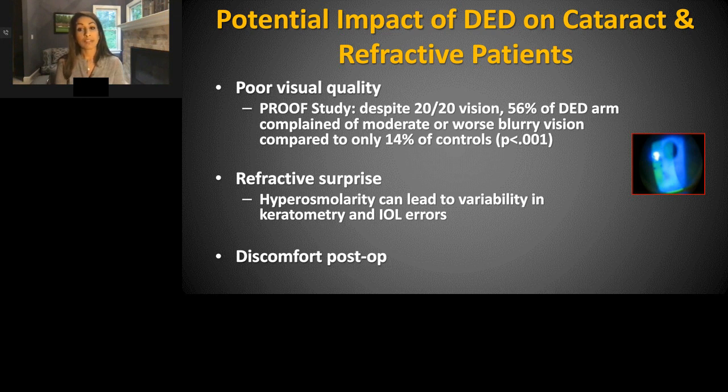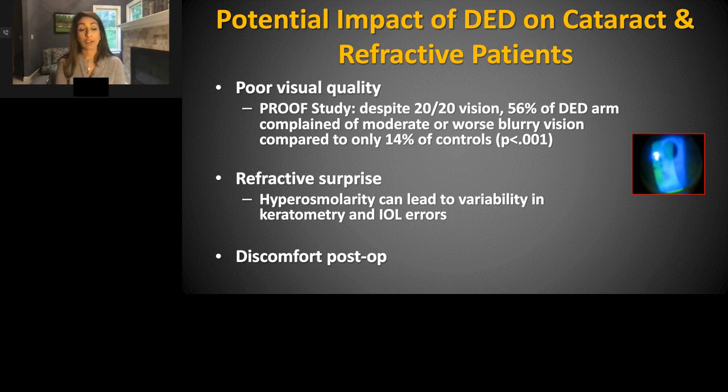In the PROOF study, 56% of the dry eye disease arm complained of moderate or worse blurry vision, despite having 20/20 vision on a chart, compared to only 14% of control. So patients perceive a negative vision quality.